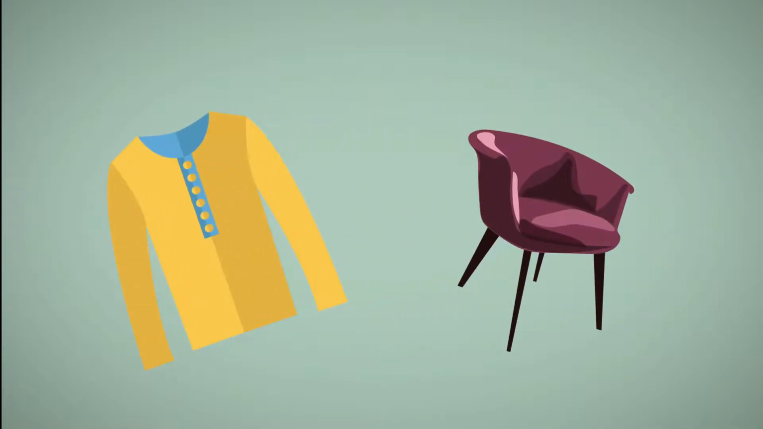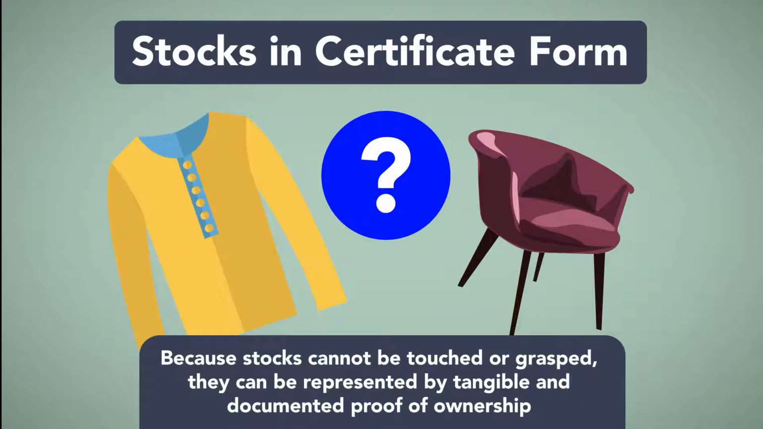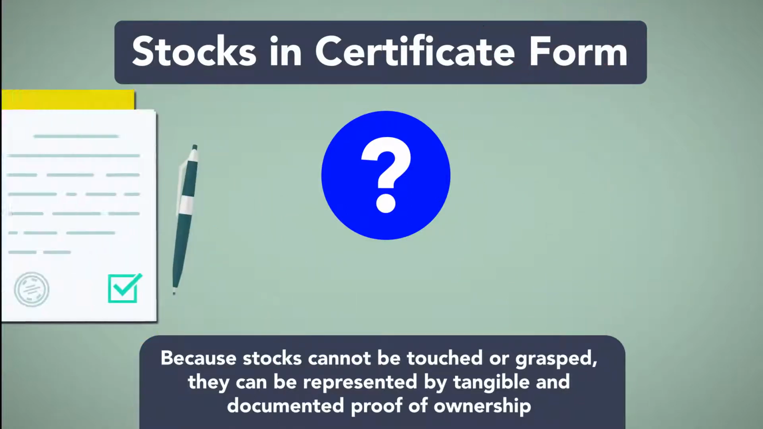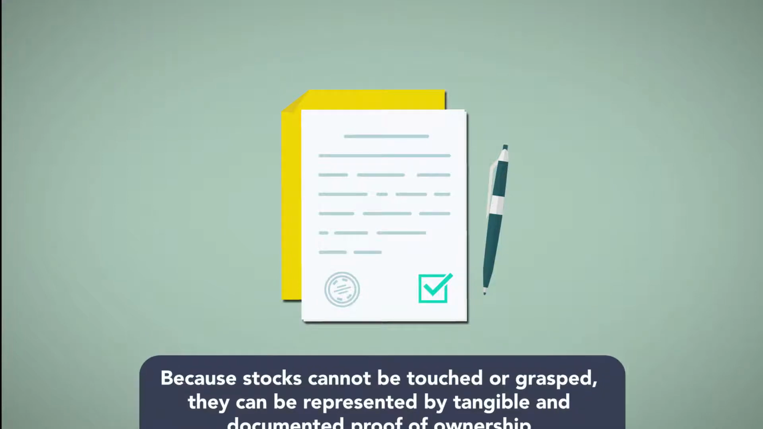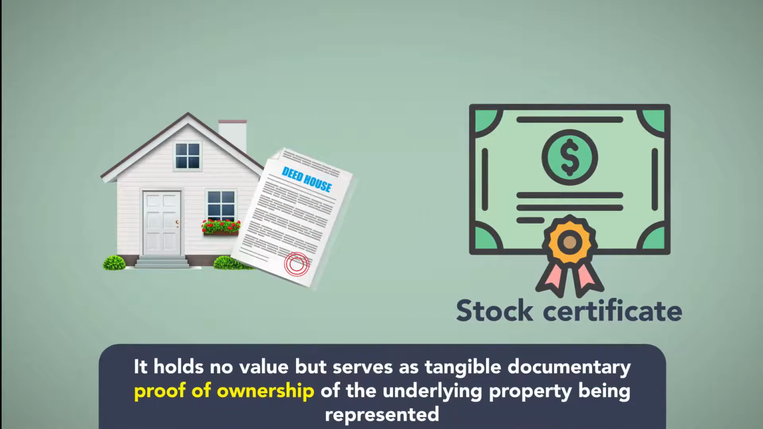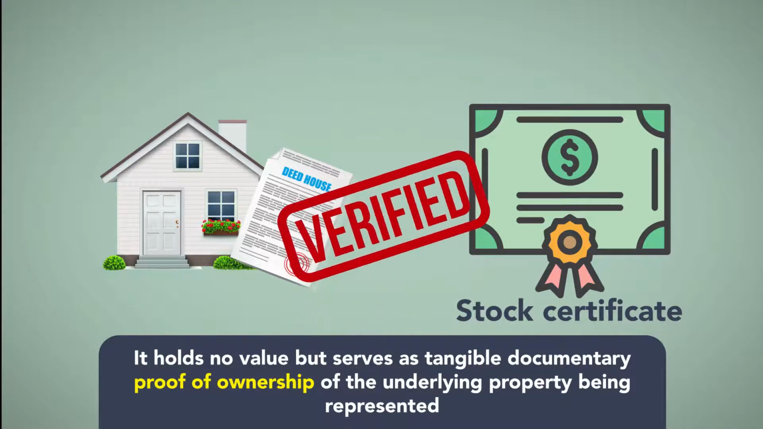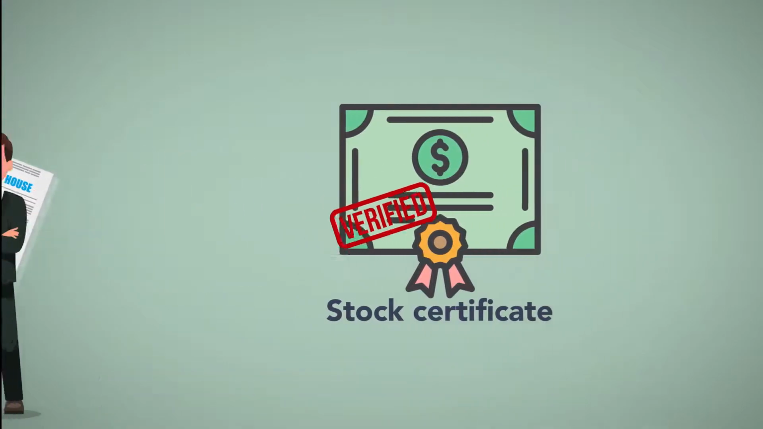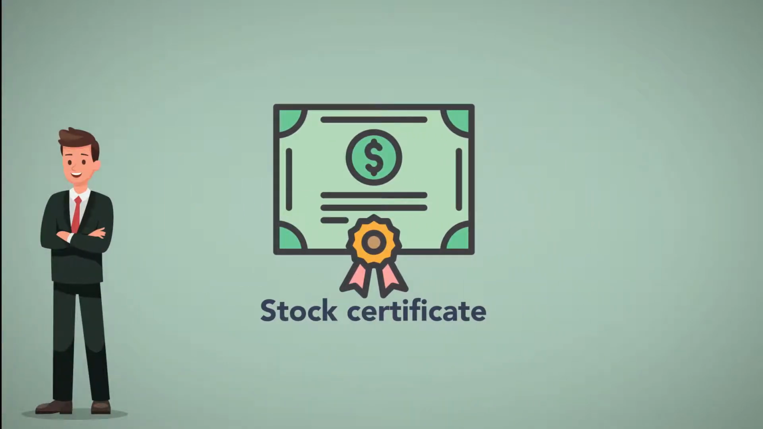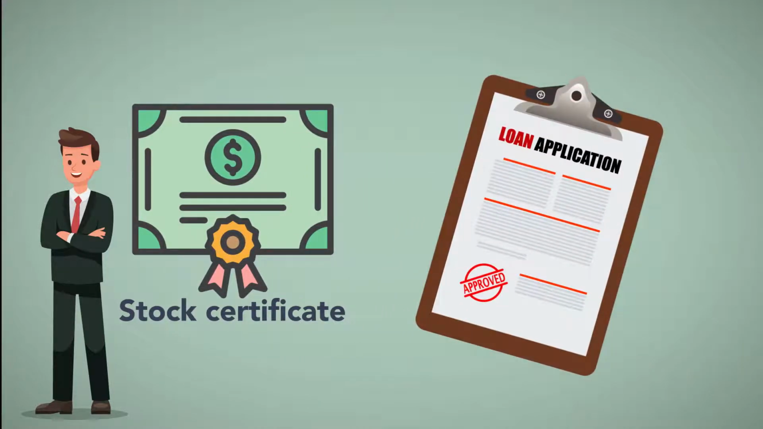Unlike furniture or clothing, stocks are intangible. Because stocks cannot be touched or grasped, they can be represented by tangible and documented proof of ownership. Historically, stockholders would have a stock certificate to show ownership. The certificate is like a deed to a house in that it holds no value itself, but serves as tangible, documentary evidence of ownership of the underlying property being represented. A stockholder who has physical possession of the stock certificate also has an easier time transferring the shares or pledging them as collateral for a loan.